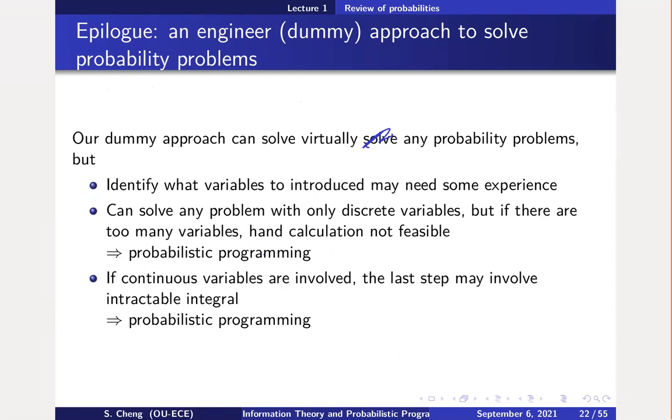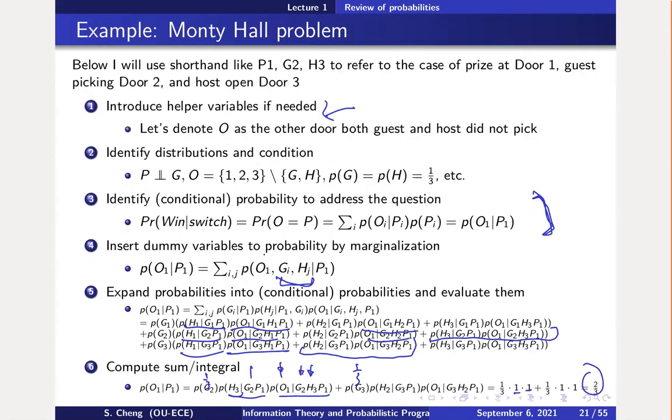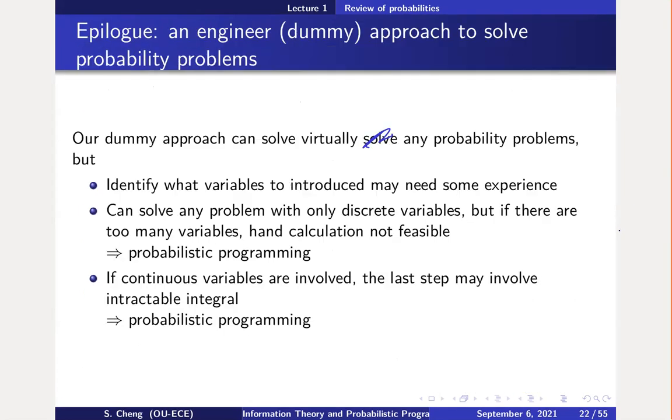And for discrete random variables, basically it can solve any discrete random variable problem. But if you have too many variables, then even with a calculator, after a while it's not quite feasible. If you try to expand everything here, it's very painful to do the bookkeeping. So that's why eventually we need some kind of probabilistic programming, relying on programming to solve the problem.